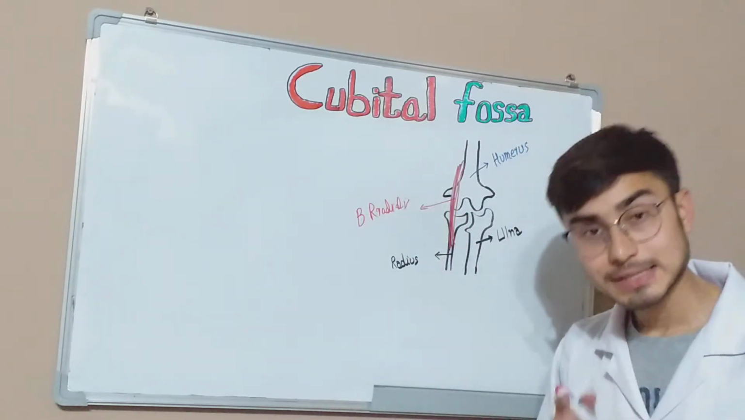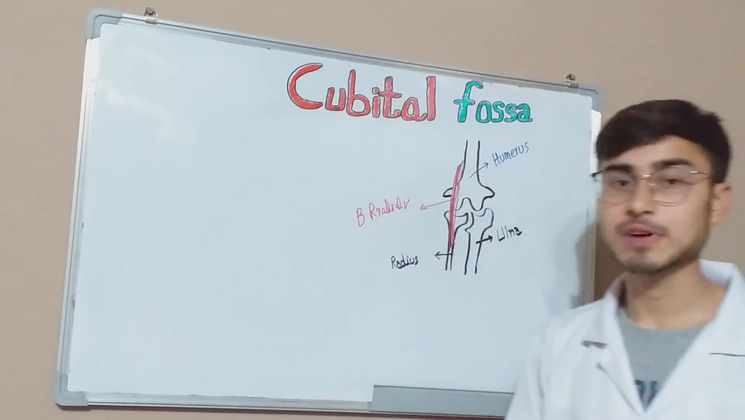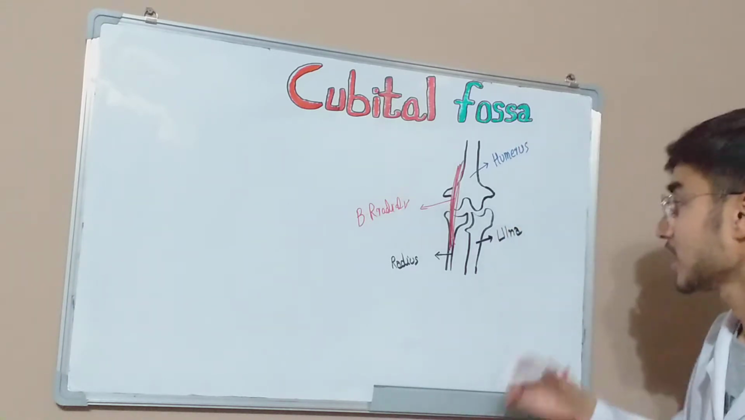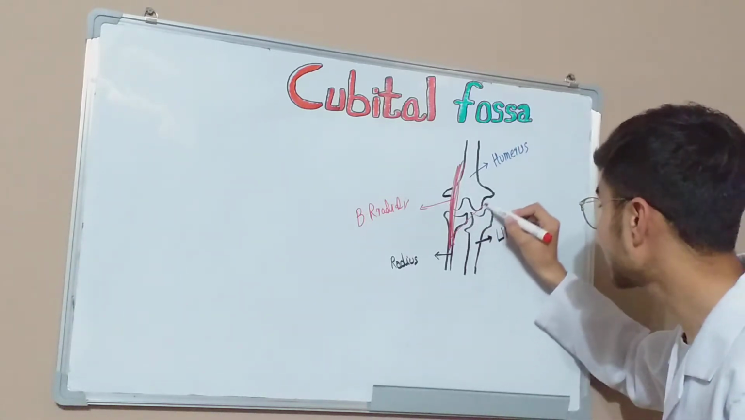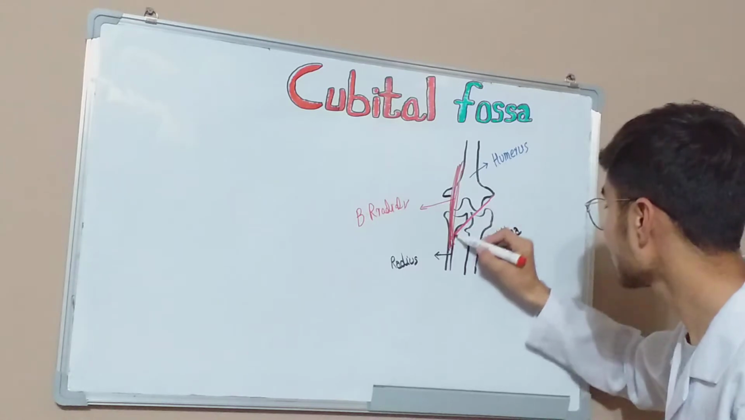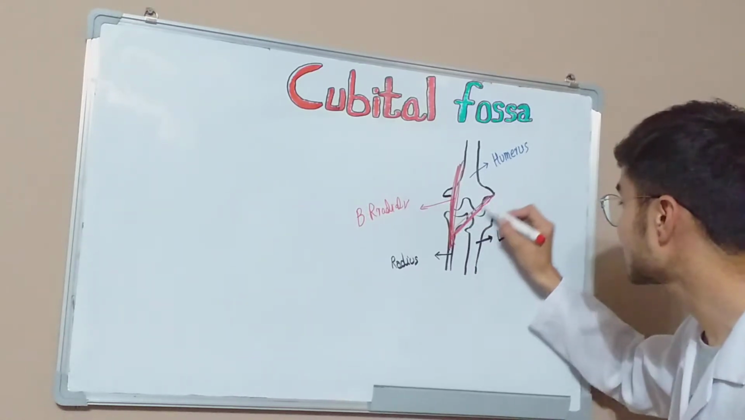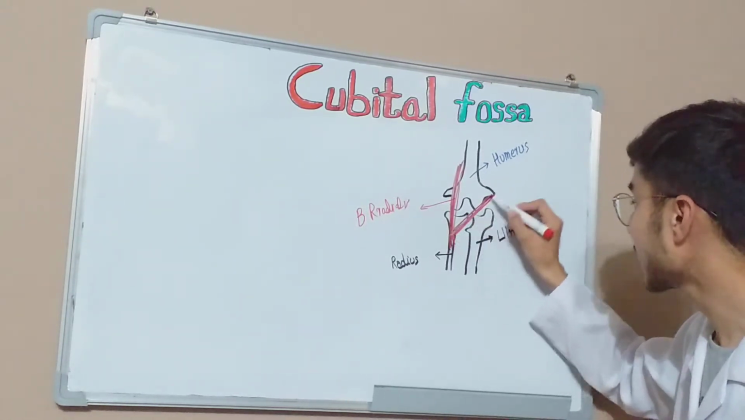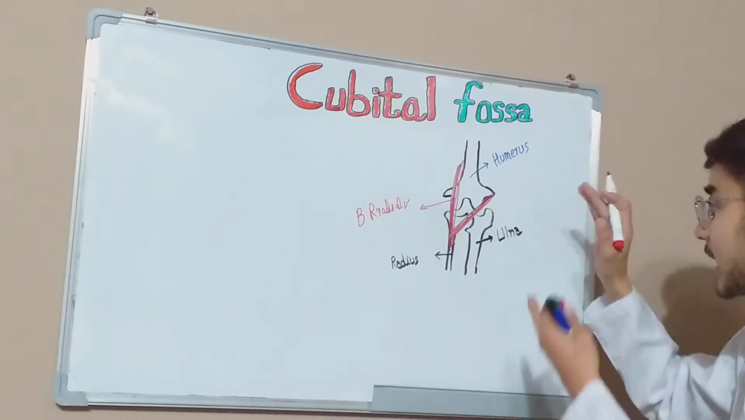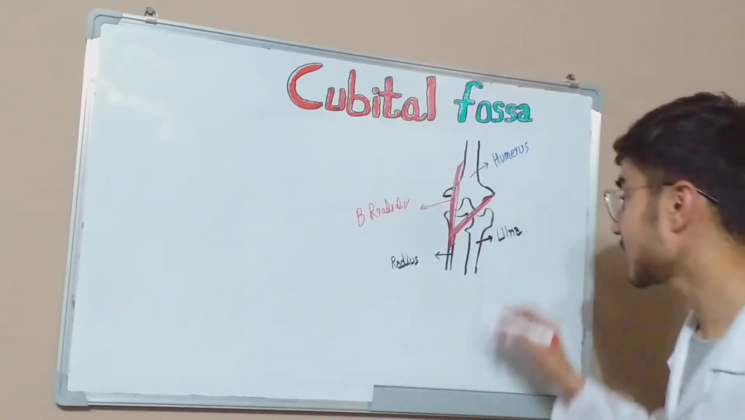Similarly, we have another muscle that is forming the medial boundary of the cubital fossa, and that muscle is called the pronator teres muscle. The pronator teres muscle originates from the medial epicondyle, as you can see. And this is the pronator teres muscle.